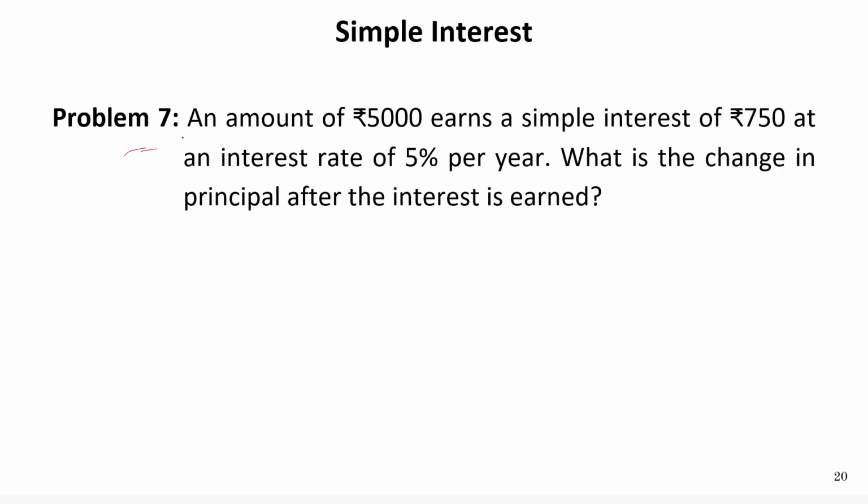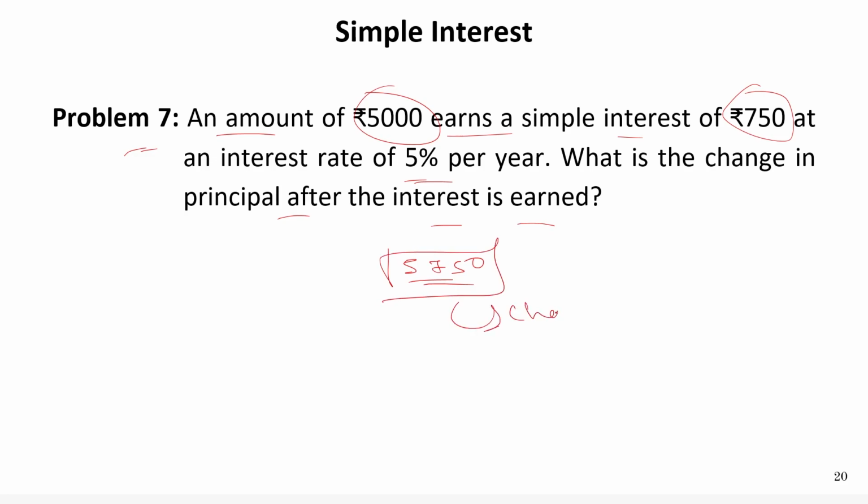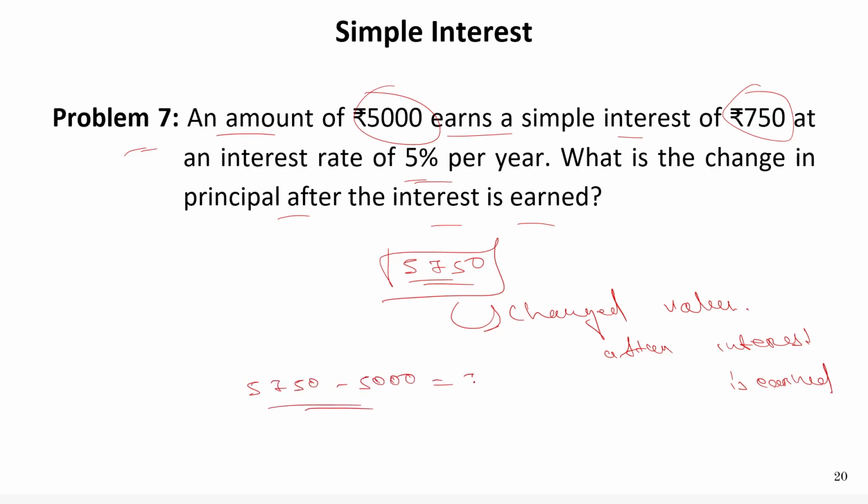So let's see problem number 7. An amount of 5,000 earns a simple interest of 750 at an interest rate of 5% per year. So what is the change in principal after the interest is earned? So 5,750 will be the changed value after interest is earned. 5750 minus 5,000 is equal to 750.